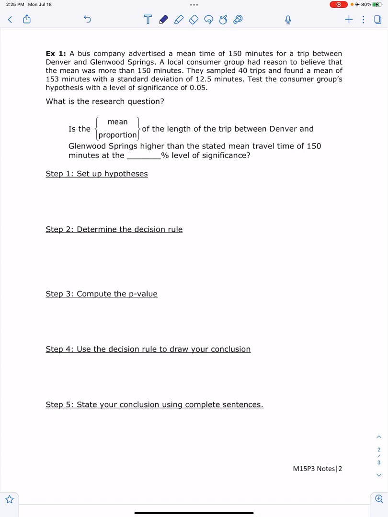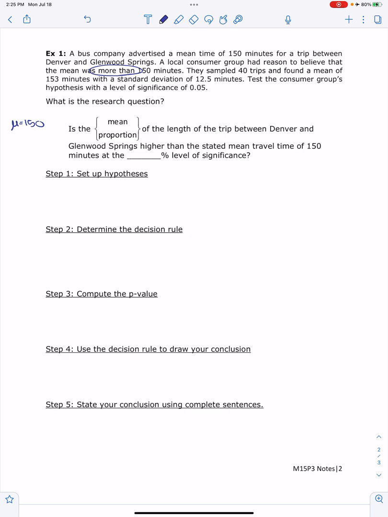A bus company advertises a mean time of 150 minutes for a trip between Denver and Glenwood Springs. A local consumer group has reason to believe the mean was more than 150 minutes. So our population mean is 150. That's what they're telling us. More than, so we got a greater than.